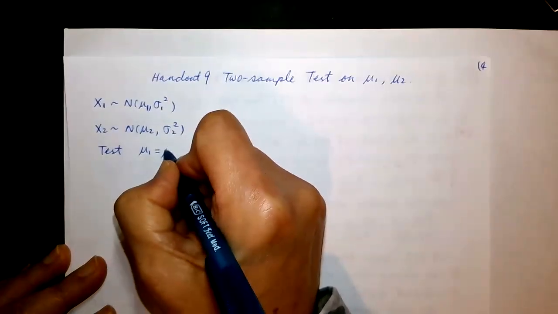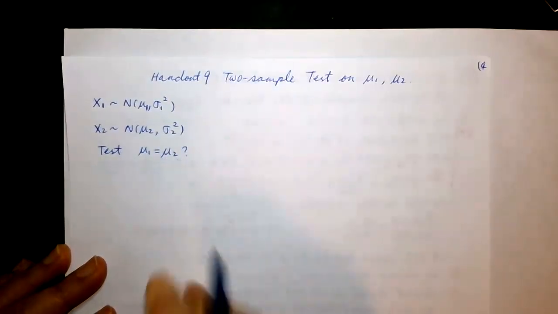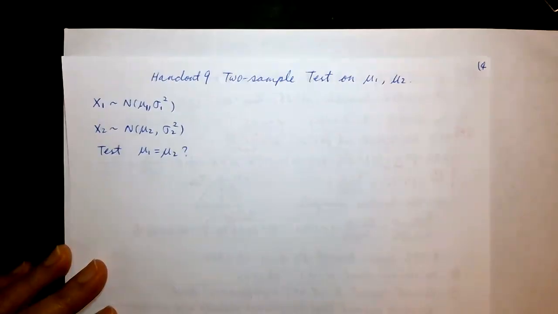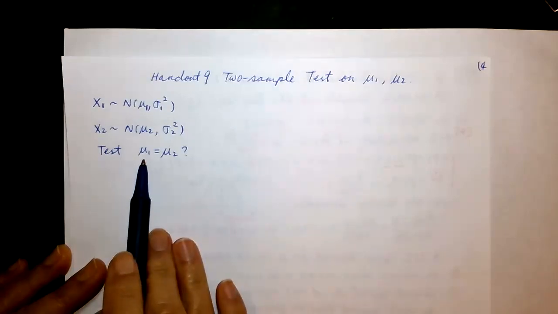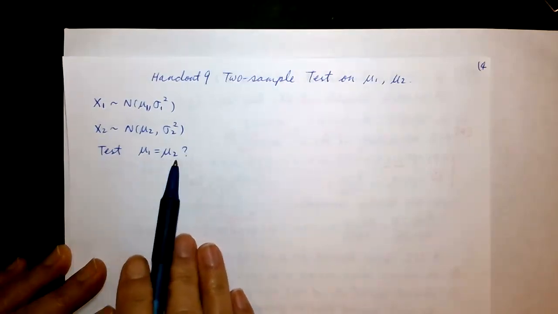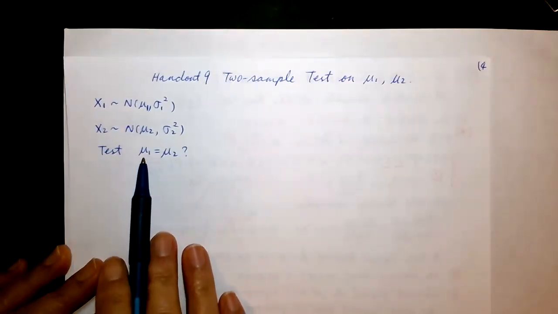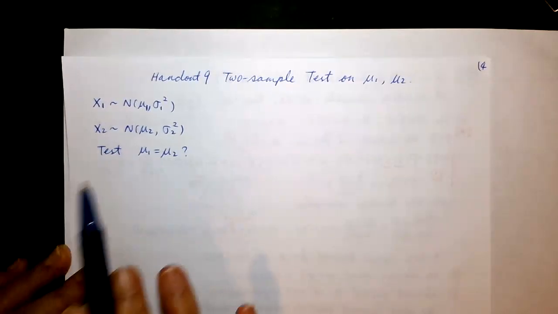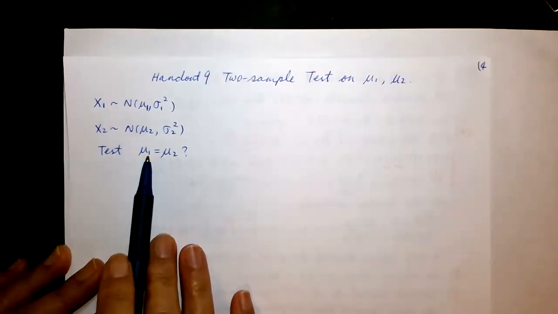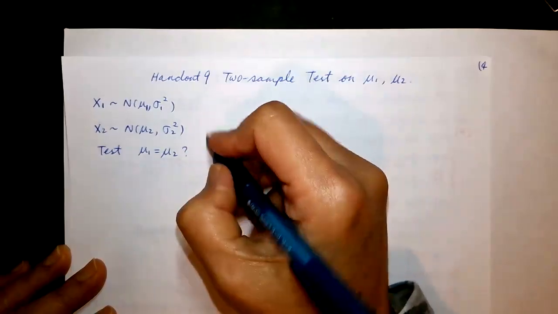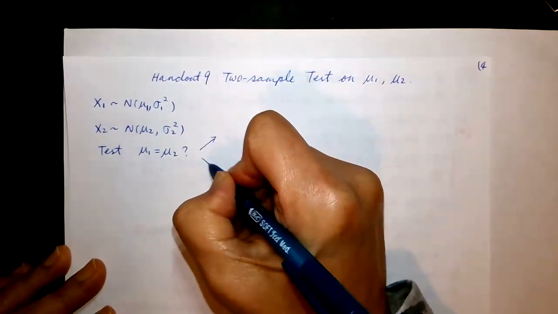So we test, for example, can I claim that on average, boys and girls have the same height? The sentence would be like this. Do they have the same height? Now, when we compare two things, they are both unknown. Nobody knows their actual population heights.